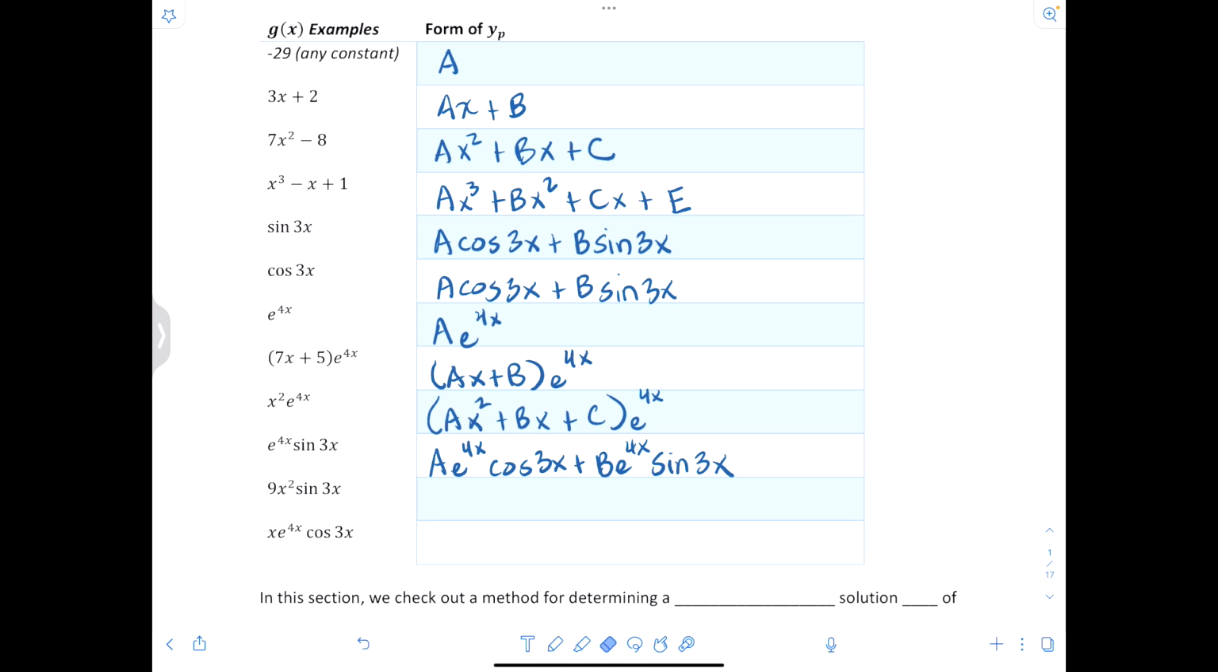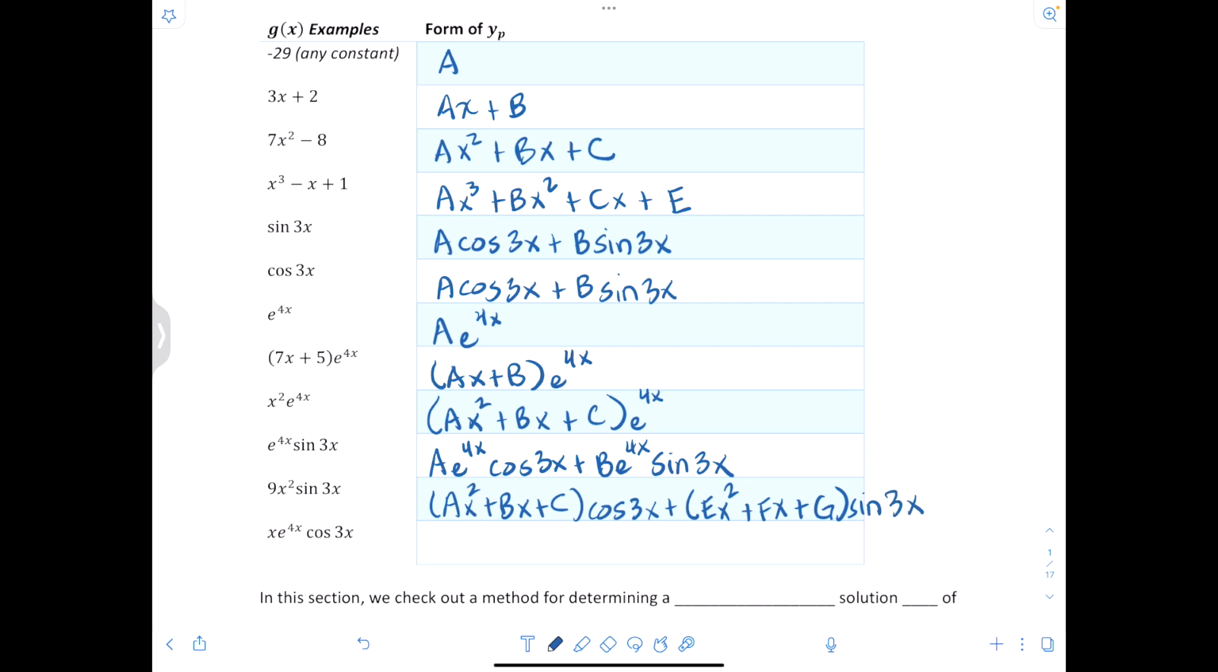If you had a squared term, you'd now have some sort of ax squared plus bx plus c times cosine 3x. And then you'd have to have another quadratic, so call it ex squared plus fx plus g, and that would be times sine at 3x.